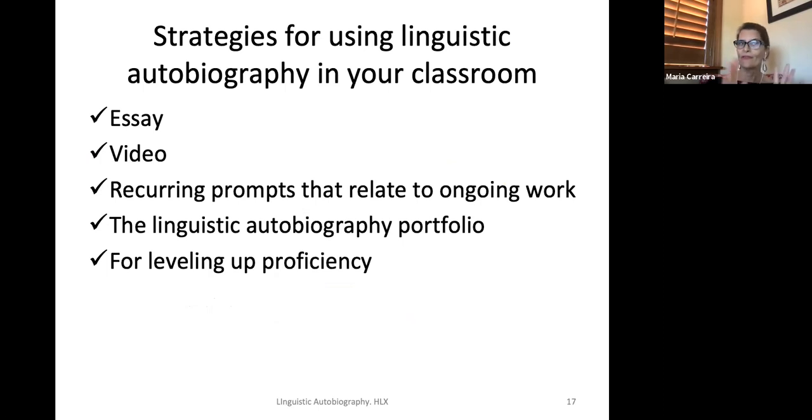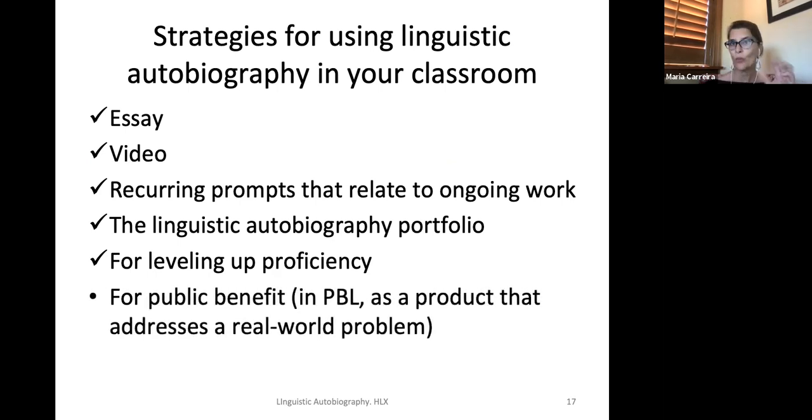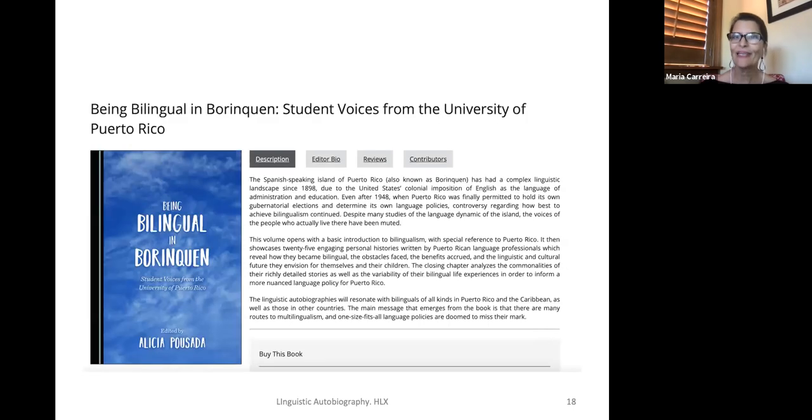Now that we have these topics, I want to get to the best. I saved the best for last. And that is for what I'm calling here public benefit. It'll become obvious in a second. If you teach using project-based learning, you create a product that addresses a real world problem. An excellent example of this comes from Alicia Posada, the researcher that I cited earlier in connection to different prompts or topics of discussions for the linguistic autobiography.